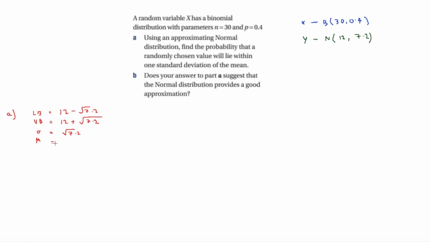And then the mean, that's obviously going to be 12. Therefore, put that in, and our probability is going to equal 0.6827. So the next question asks, does your answer to part A suggest that the normal distribution provides a good approximation?